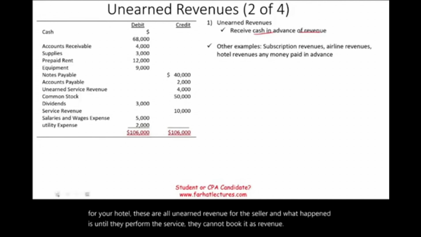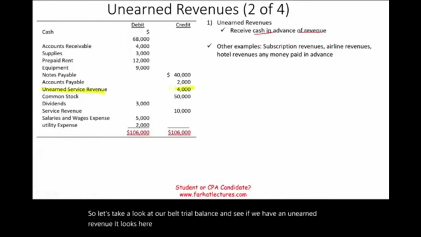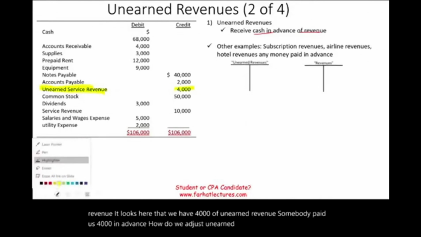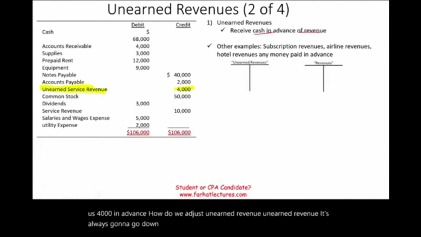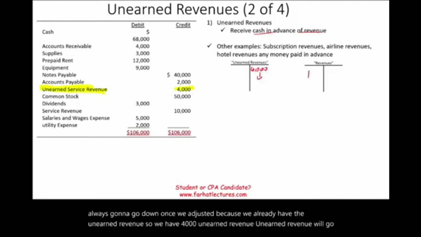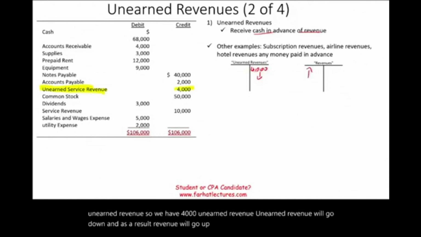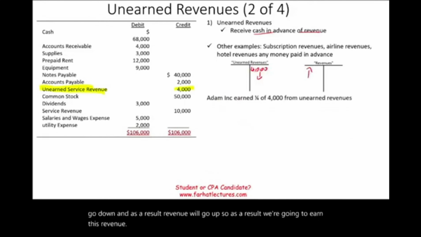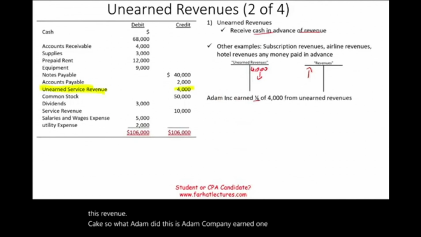So let's take a look at our trial balance and see if we have an unearned revenue. It looks here that we have 4,000 of unearned revenue. Somebody paid us 4,000 in advance. How do we adjust unearned revenue? Unearned revenue is always going to go down once we adjust it. Unearned revenue will go down, and as a result, revenue will go up, because we're going to earn this revenue. What Adam Company did was earn 1/4 of the 4,000. 1/4 of 4,000 is 1,000.